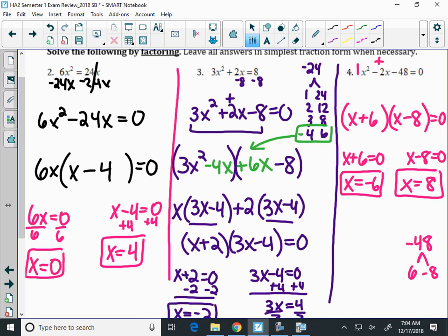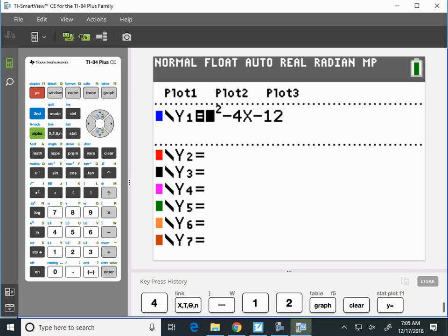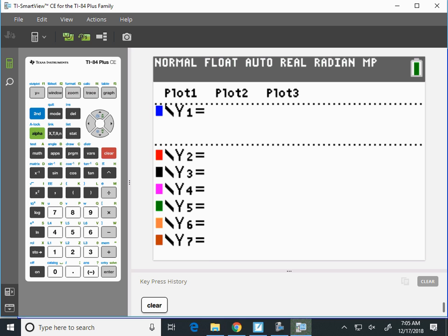Okay, so hopefully you're good at factoring. If you are still struggling with factoring, go back to Unit 1 on your review. Try those factoring problems again, or ask your teacher. We can give you some extra factoring problems as well. 5 and 6 ask you to solve by graphing. So you need a graphing calculator here. What we want you to do is just type that equation into your calculator.